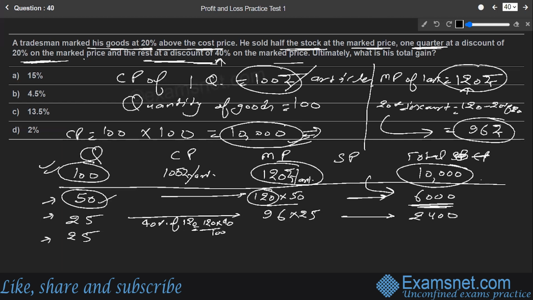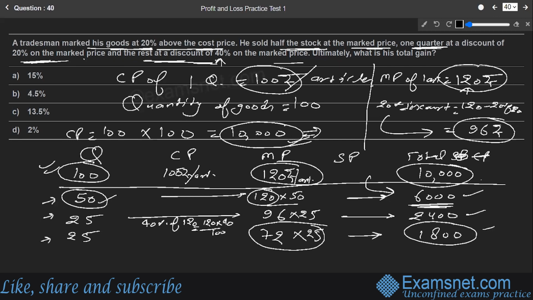So the price of each article is 120 minus 48, which is 72 rupees per article now. And how many have been sold at this rate? They say 25. The remaining all have been sold at this rate of 72 rupees per article. 72 into 25 gives an ultimate selling price of 1800 rupees. So these are the three different selling prices achieved: 6000 for the first lot, 2400 for the second lot, and 1800 for the last lot.